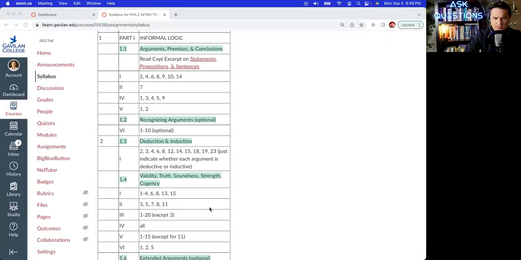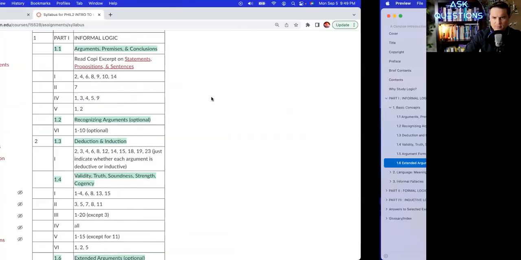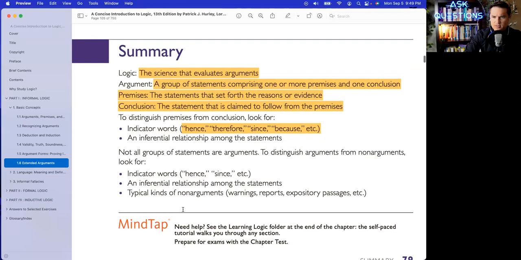At the end of each chapter of our textbook, there is a nice review of all of the central concepts. So if we go toward the end of chapter 1, there's a summary here that covers all of the basic concepts. Logic, the study of correct reasoning. Or we could put it this way. This is the way that the author of our textbook defines it, which is also a perfectly fine definition of logic. It's a science, in a sense, that evaluates arguments. It helps tell us which arguments are good and which ones are bad.